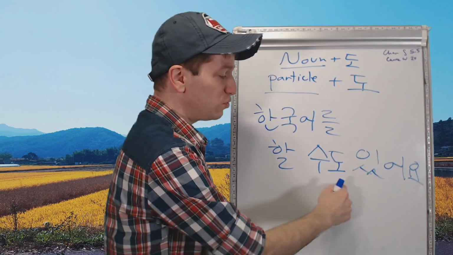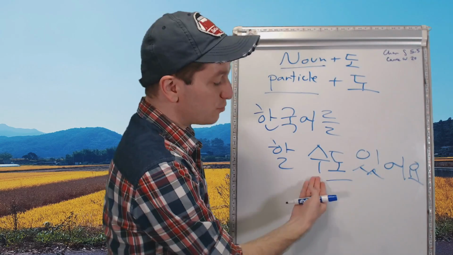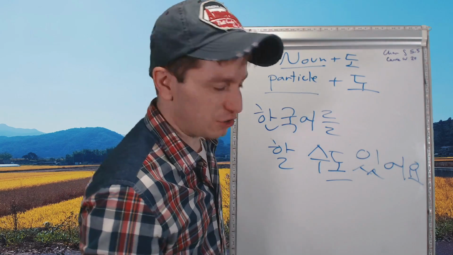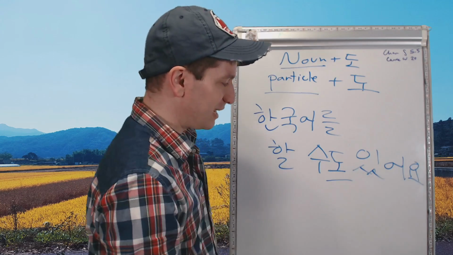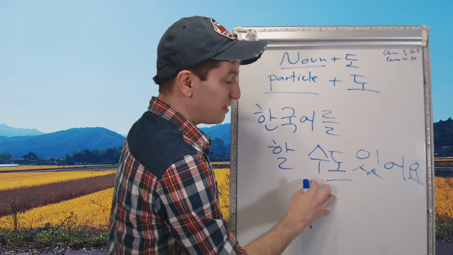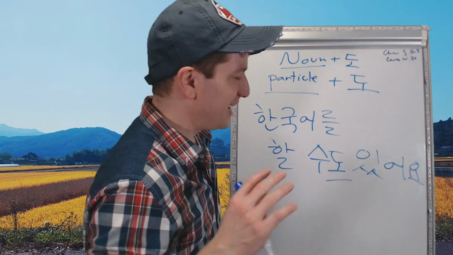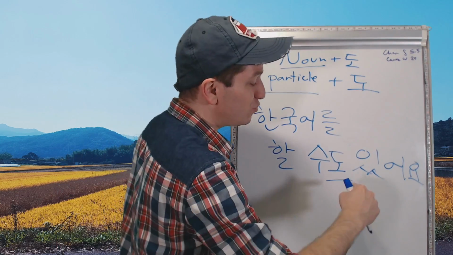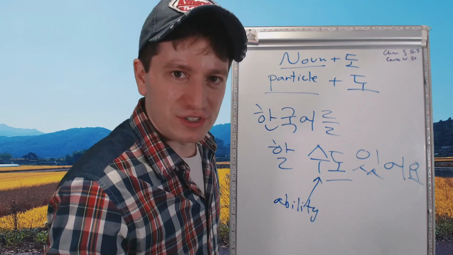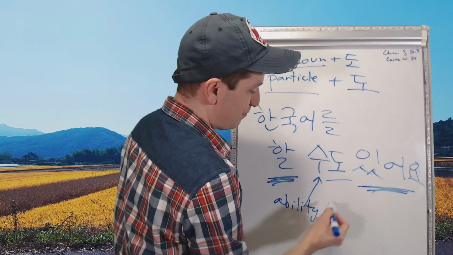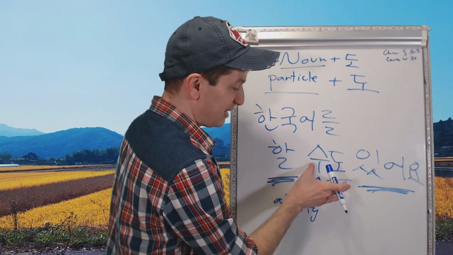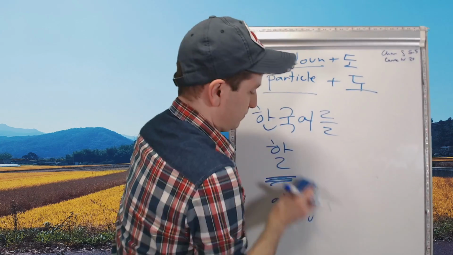한국어를 할 수도 있어요. Now we're also putting it after the 수 in the form 수 있다, for "to be able to." 할 수도 있어요. Literally, I can even also speak Korean. In addition to the many things that I can do, 한국어를 할 수도. When you say 할 수 있어요, you're literally saying I have the ability to do whatever comes before it. So now you're saying I also have the ability to do Korean.